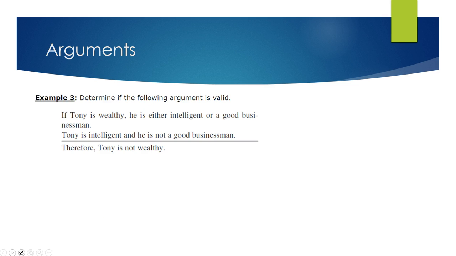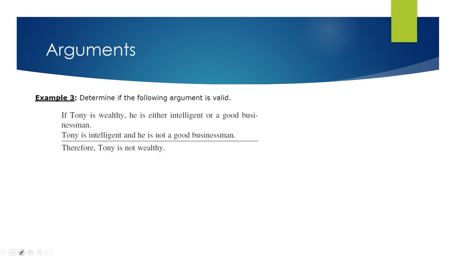This is more wording. One of the things that you're going to be asked to be able to do, and I'm going to start you off on this to help, is that you're going to need to quantify these using symbols. So you have, if Tony is wealthy, he is either intelligent or a good businessman. Tony is intelligent and he is not a good businessman. Therefore, Tony is not wealthy. Is this a valid argument?